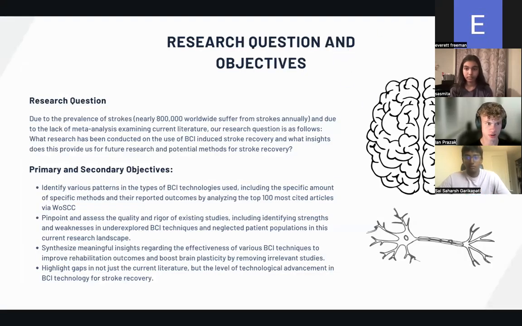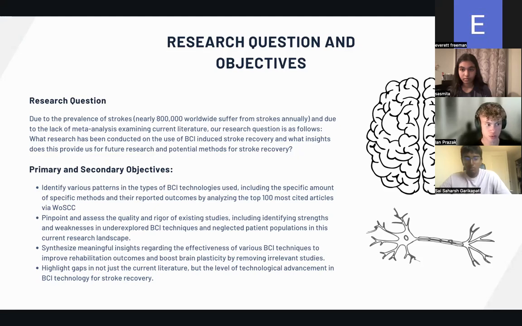Okay, so just a little bit about our research question and our objectives. Primarily, our research question is focused on research that's been conducted so far globally on the usage of BCI, or brain-computer interfaces, as a reminder, induced stroke recovery, and what type of insights they provide for future research and as potential methods for stroke recovery and their practicality.